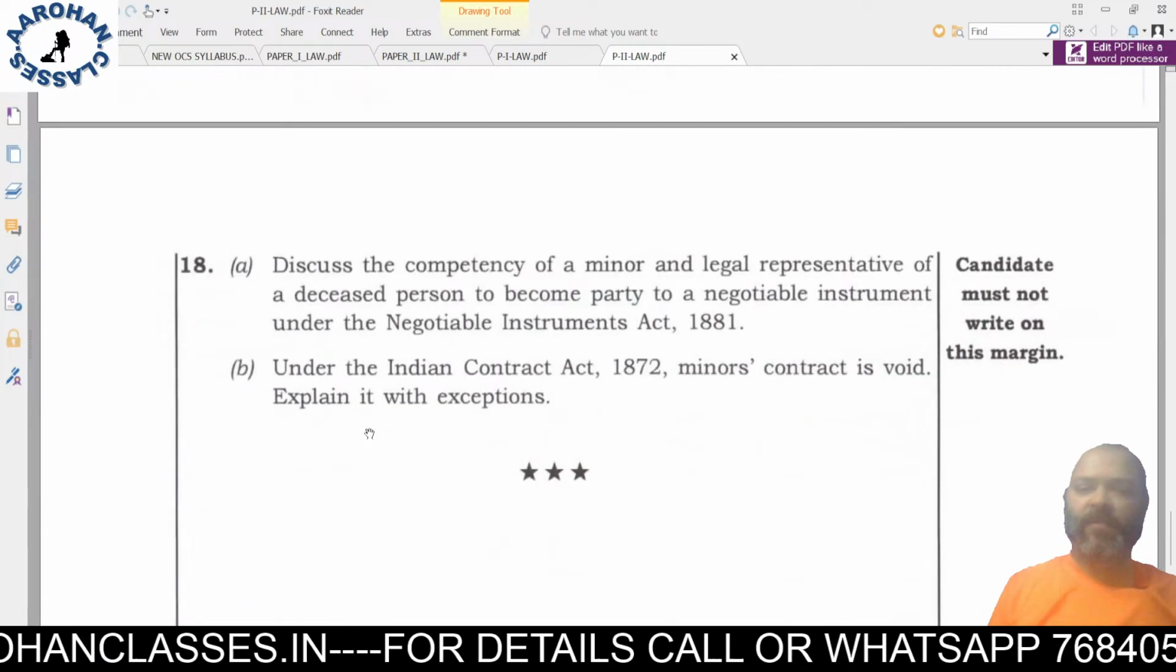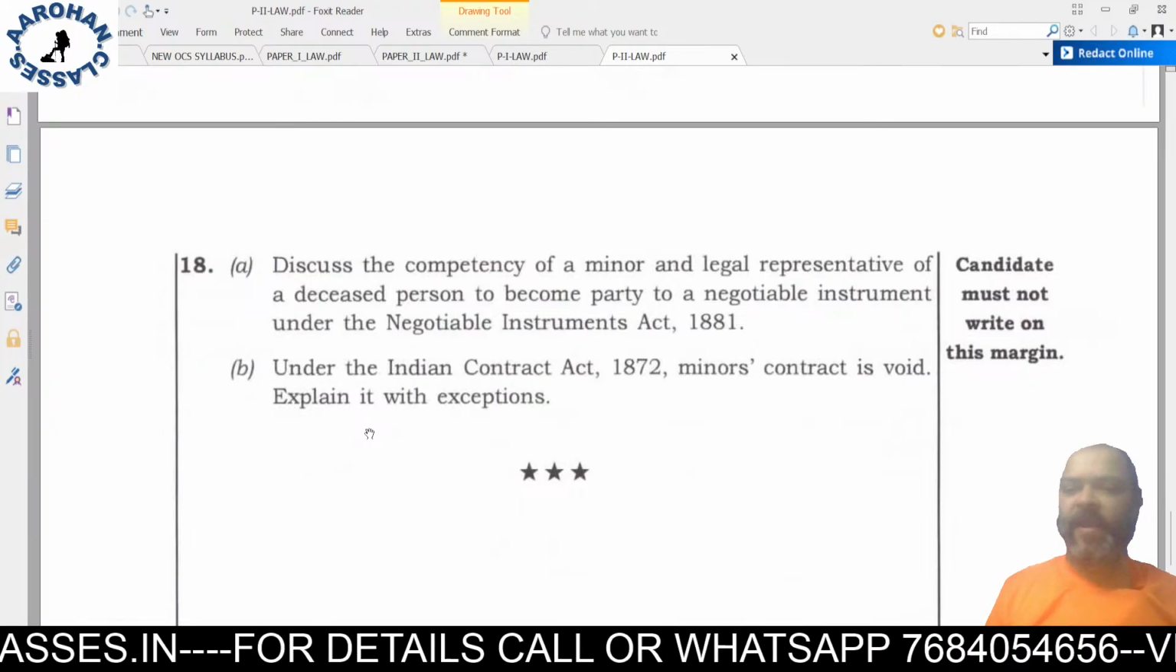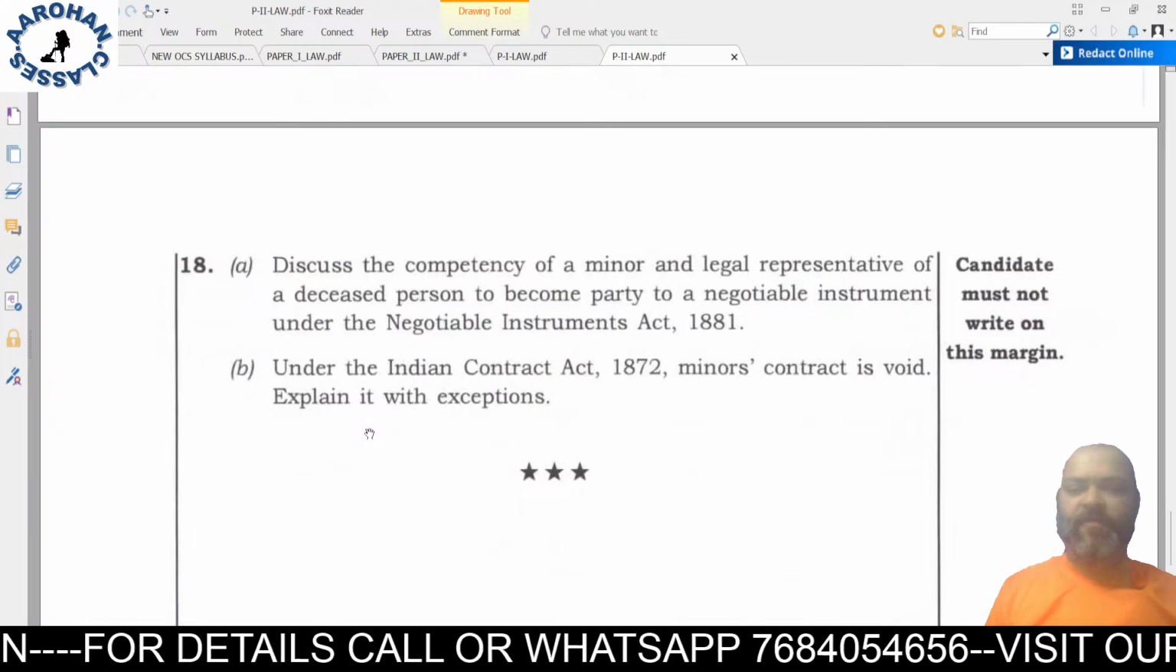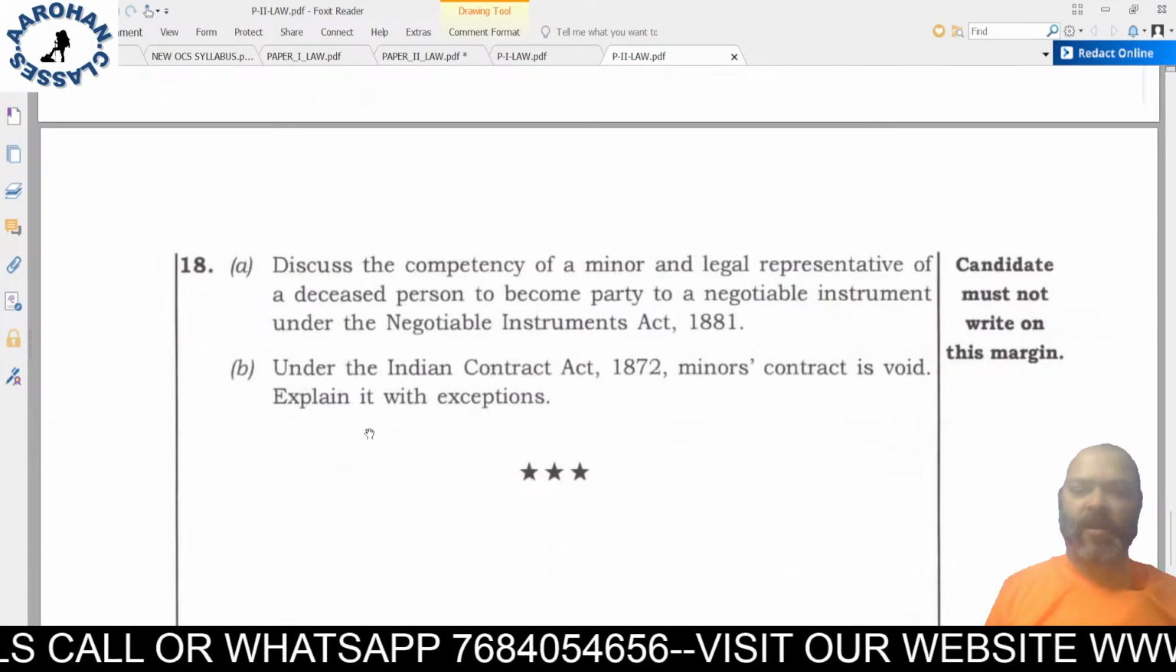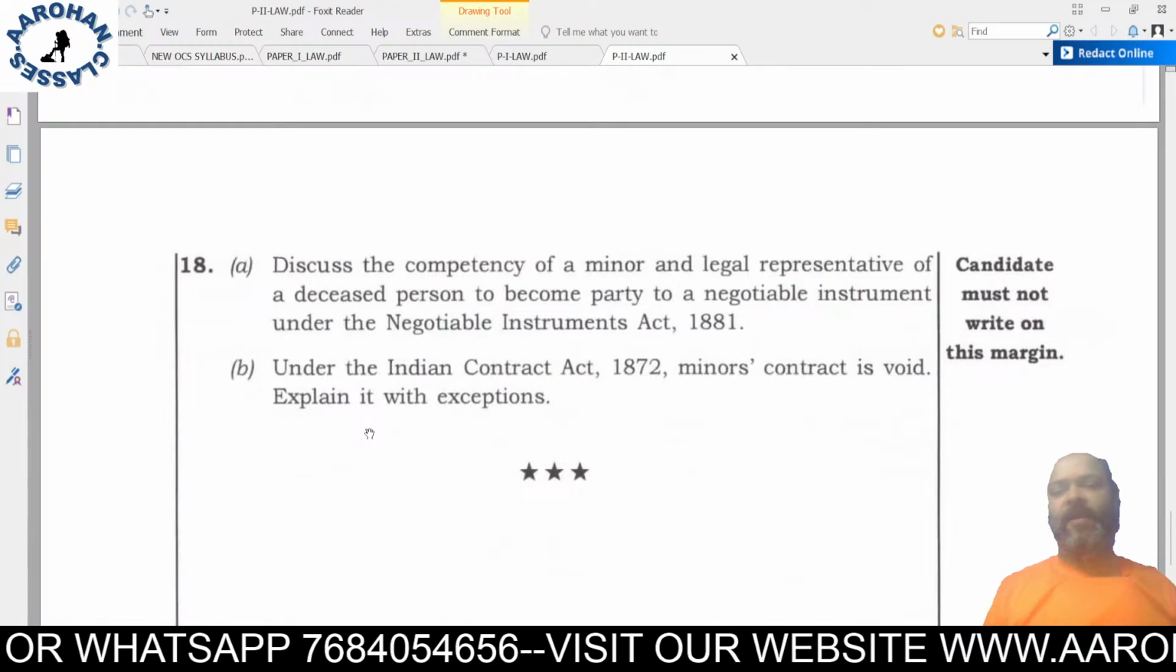Last question. Discuss the competency of a minor and legal representative of a deceased person to become a party to a negotiable instrument under the Negotiable Instruments Act 1881.